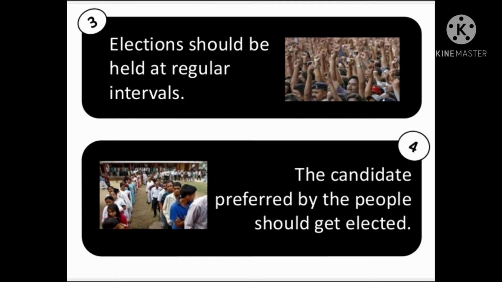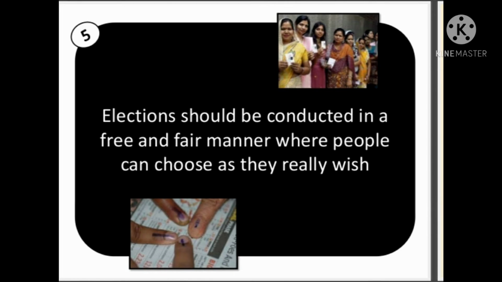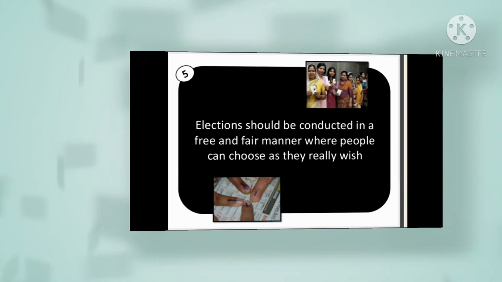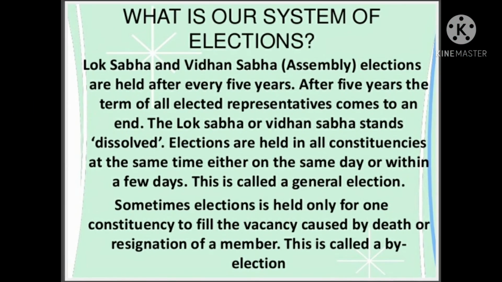The candidate preferred by the people should get elected. Election should be conducted in free and fair manner, where people can choose as they really wish. These might look very simple and easy conditions, but there are many countries where these are not fulfilled.